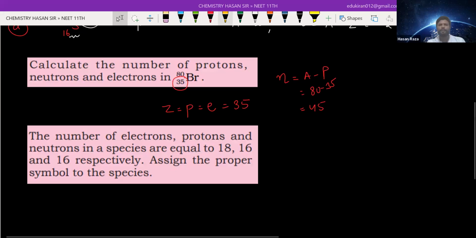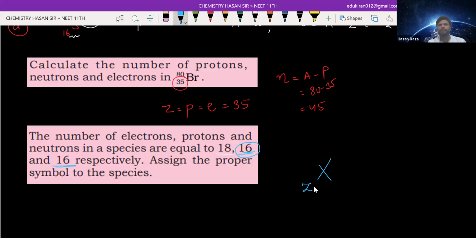Very easy it is. Any answer? Yes, sir. The number of electrons, protons, and neutrons in a species. This is your electron. This is your proton, and this is your 16. That means proton 16 will be equal to the atomic number.